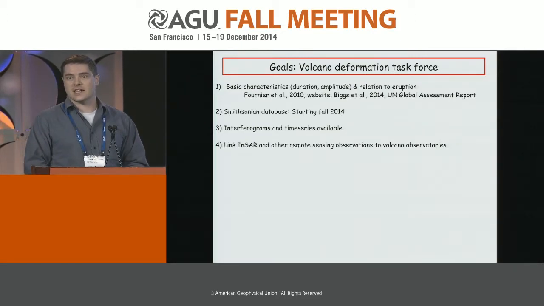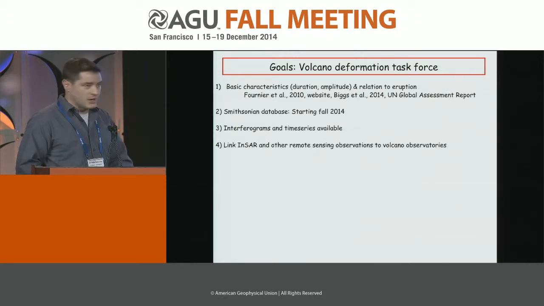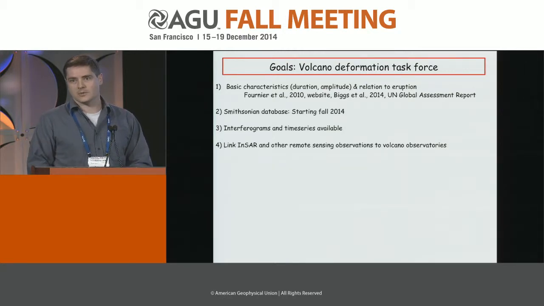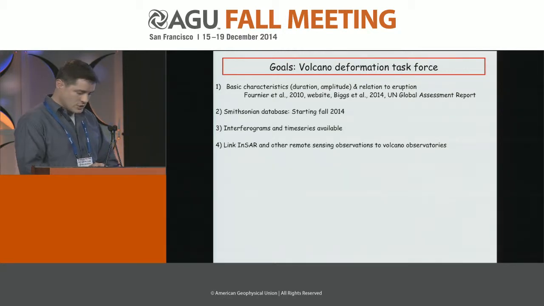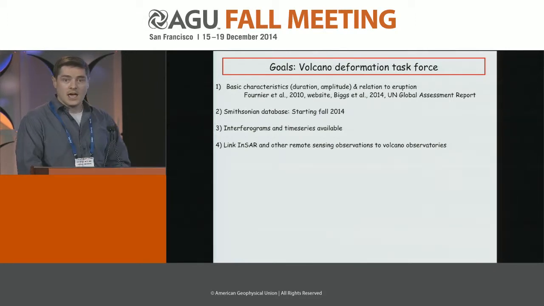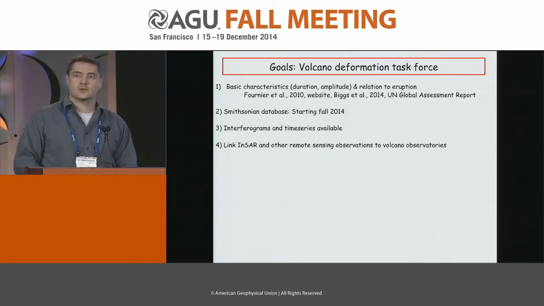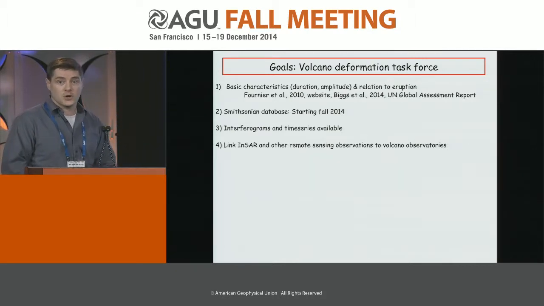How do we synthesize that into plots like the simple ones I just showed you in terms of the characteristics of the deformation, the magma composition that came out of the erupted volcano, and so forth? So that's one goal of our project, is to basically compile those sorts of observations. And one way that will be done, as I'll talk about, is to insert those sorts of observations directly into the Smithsonian database of eruption information.